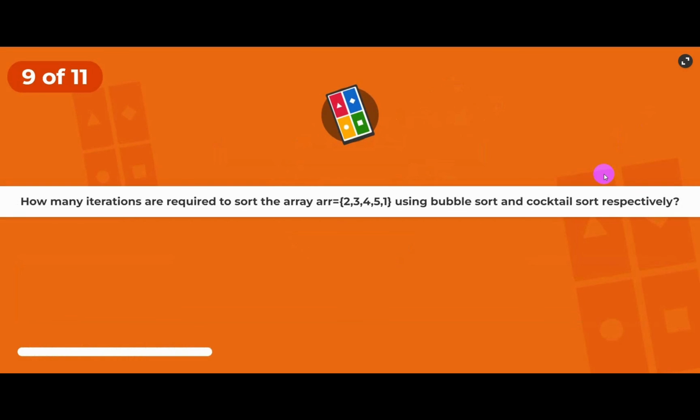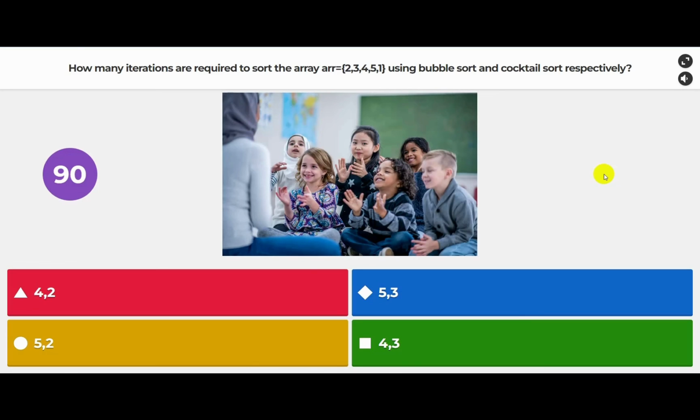How many iterations are required to sort the array using bubble sort and cocktail sort, respectively? The number of iterations in bubble sort is n-1, so it is 4, and the cocktail sort does the work like bubble sort, but in two directions, so the number of iterations is just equal to half of n-1. Therefore, the correct answer is 4 and 2.